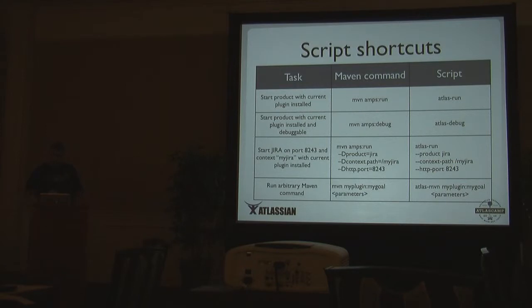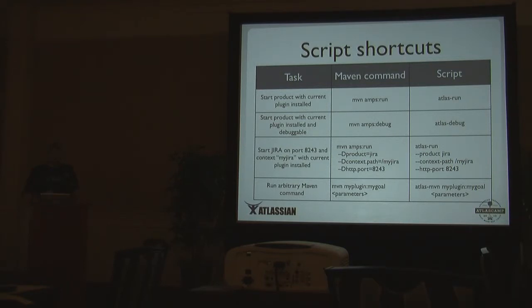Here are some of the script shortcuts that the SDK gives you. The most common tasks that all of us do every day: start the product with the current plugin installed. There's a Maven command for that. Basically, there's an amps plugin which takes goals, which can be passed to it. Most of the common goals have script shortcuts, which are basically shell or batch files that are packaged with the SDK. Basically, you would take the bin directory and add it to your path, so you can invoke it from the command line. And stuff like Atlas Run, which starts the product for you, Atlas Debug, which starts the product but also allows you to attach a debugger, boring stuff.